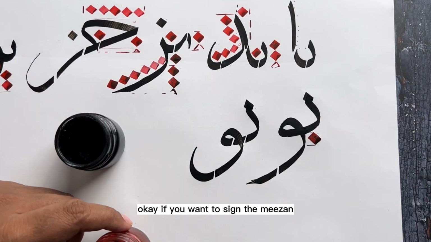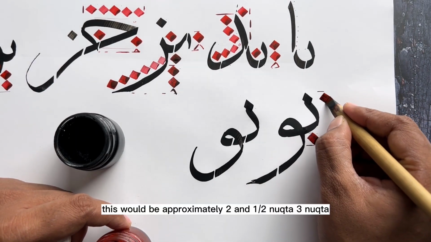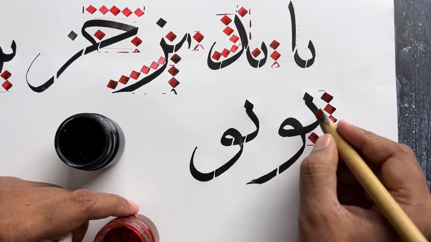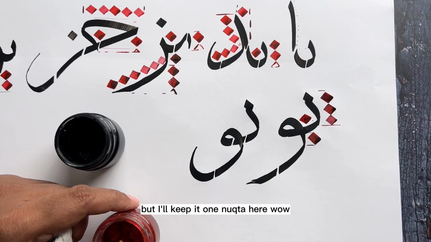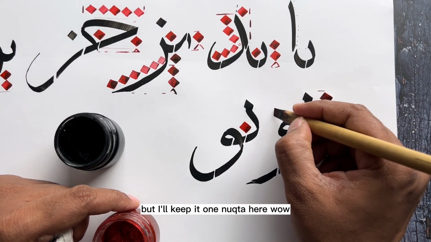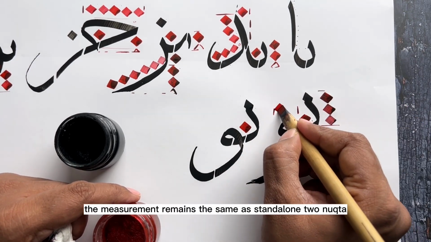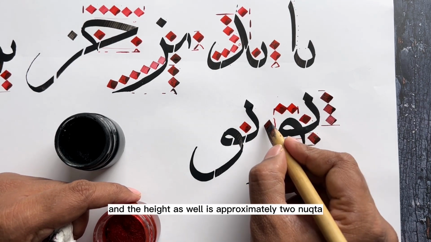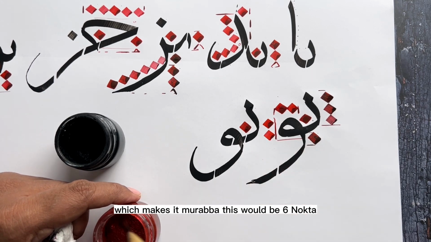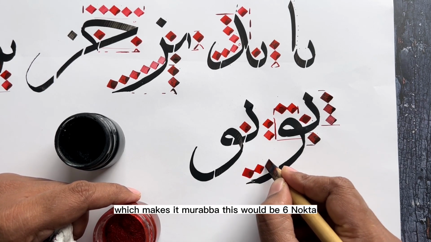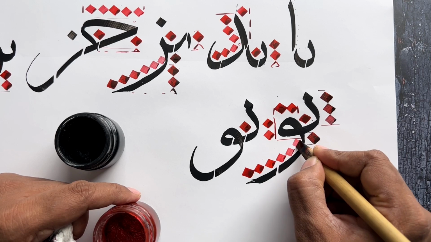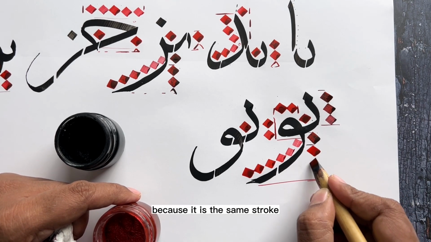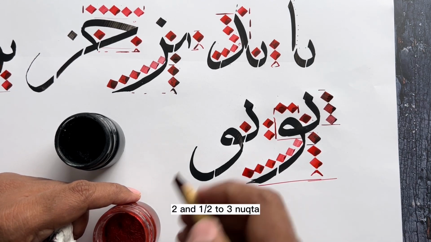Okay, if you want to assign the Mizan, this would be approximately 2.5 nuqta to 3 nuqta till the connection. The space is variable, but I'll keep it 1 nuqta here. Waow, the measurement remains the same as standalone, 2 nuqta, and the height as well is approximately 2 nuqta, which makes it murabba. This would be for 6 nuqta. The depth same as Ra, because it is the same stroke, 2.5 to 3 nuqta.